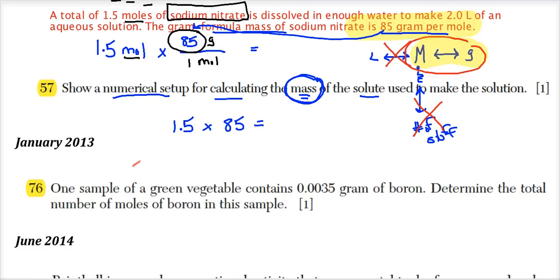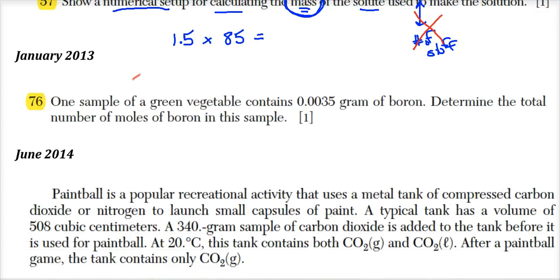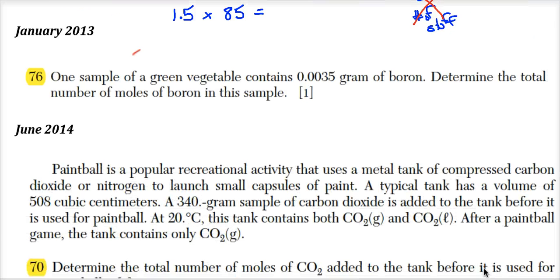So January 2013, what does this look like? Well, I've got a sample of a green vegetable. Well, thank you for telling me it's green. But let's look at it. So I've got 0.0035 grams of boron. Okay, don't be a boron. How many moles do we have? Well, we've got grams, we can go to moles. Moles, we can go to grams.